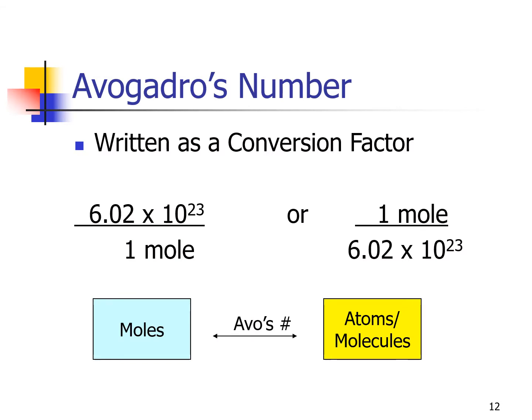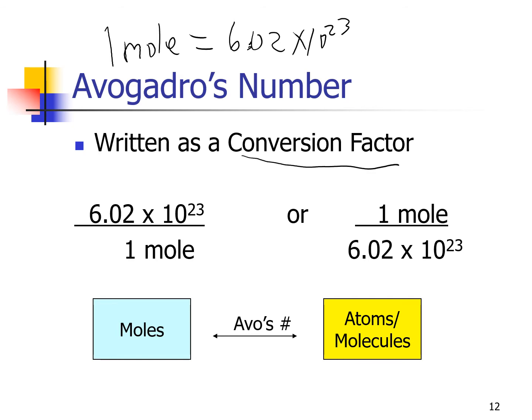Avogadro's number is a definition. It tells us 1 mole is equal to 6.02 times 10 to the 23rd anythings, whether it's atoms or molecules or anything else. We have an equality here. When we have an equality, we can put that in a fraction format and create a conversion factor.